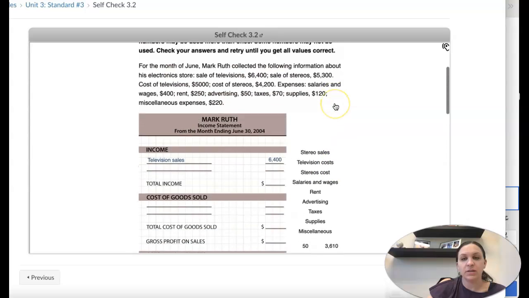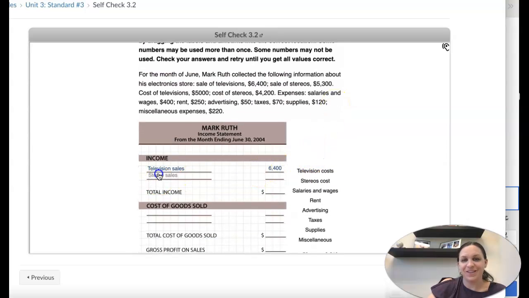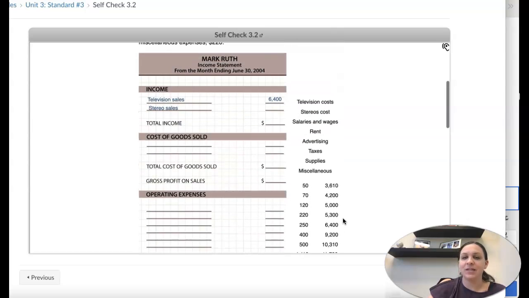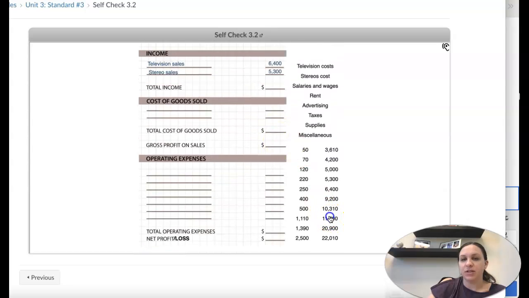Just wasn't centered. Let's see if I can get it centered. That's better. I like it. We'll mark it wrong, but it just looks better. Okay, so that's our income, is what we sell. So if we add those up, we're going to get $11,700. So that's our income.